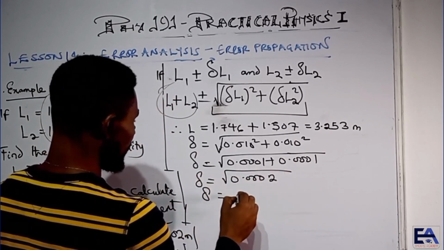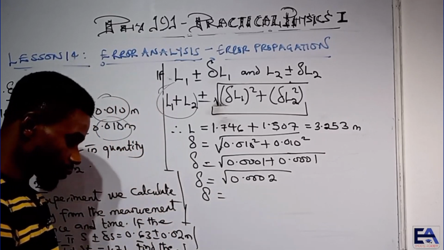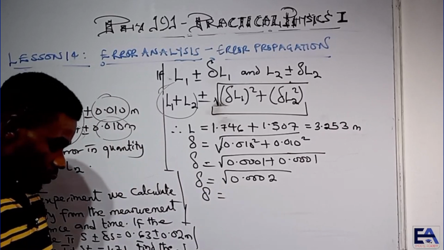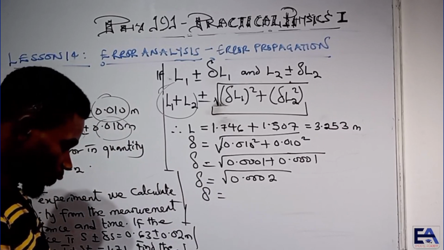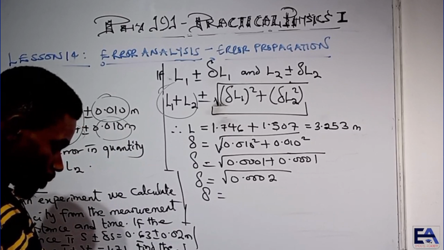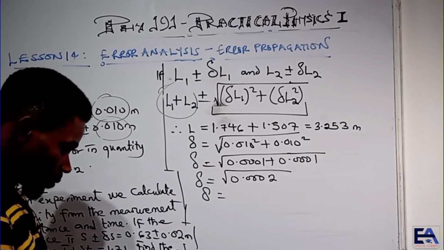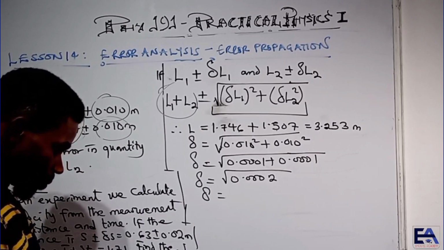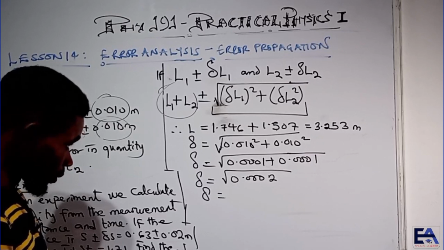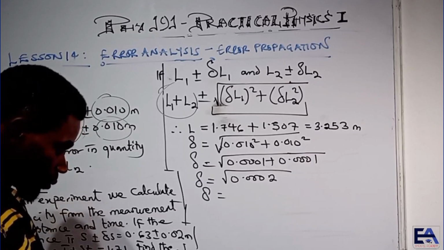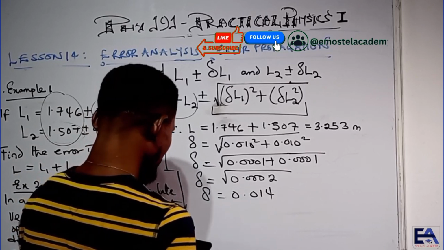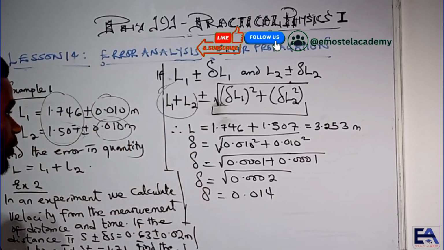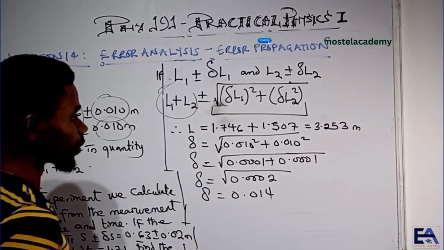So which means the error parts will be equal to the square root of that. Okay. Square root of 0.0002. The square root is going to be 0.014. So that's going to be the square root of this result here.